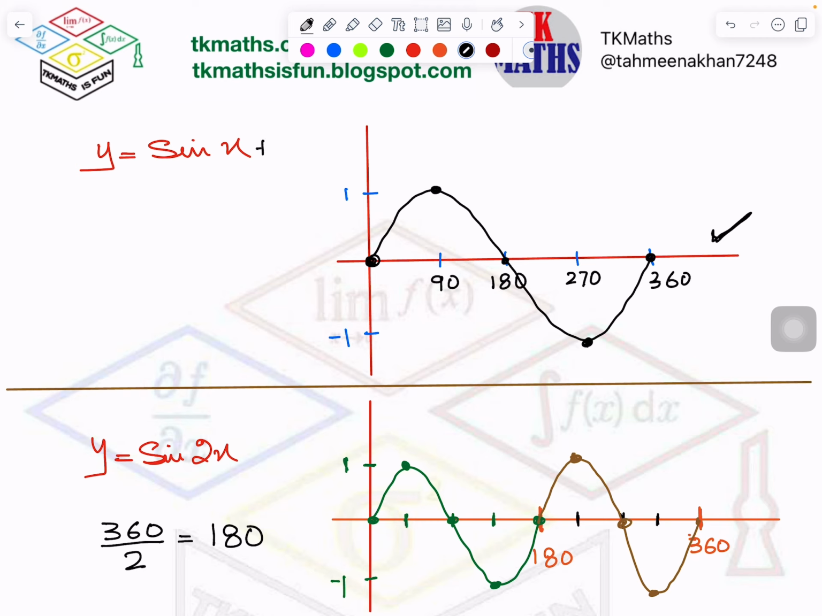There is no number, it means it is 0. When there is nothing, it means it is 1. This tells us the amplitude. This gives us the axis of the curve.